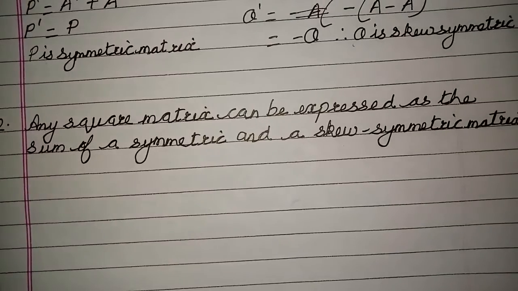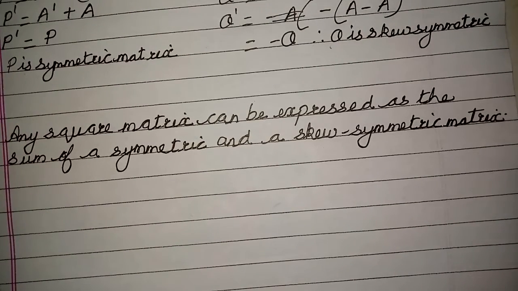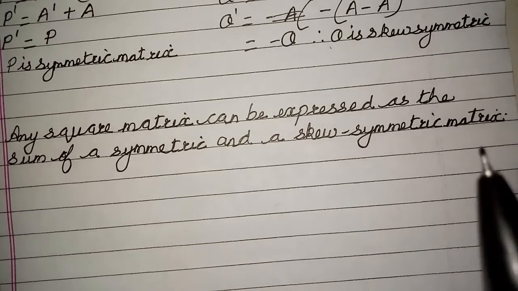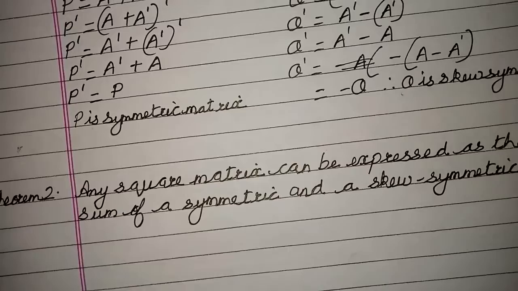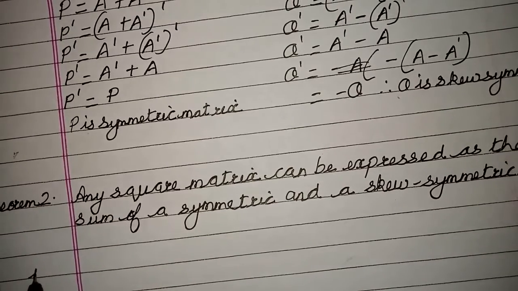Any square matrix can be expressed as the sum of a symmetric and a skew symmetric matrix. So it says that given any square matrix, you can always express it as a sum of a symmetric and a skew symmetric matrix. Okay. So let's start. Let me write the proof.